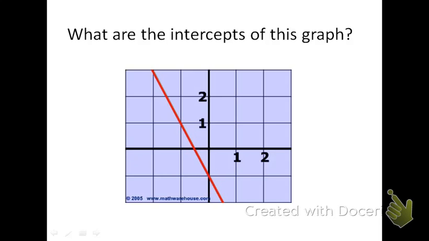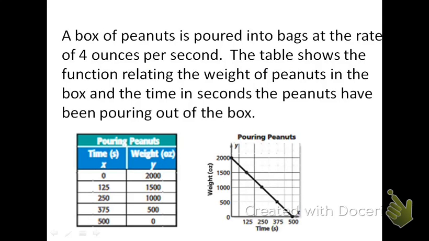Okay, let's look at this example. Up here we have a box of peanuts being poured into bags at a rate of 4 ounces per second. You're in a factory, bagging peanuts, pouring them in from a box. The weight of the peanuts in the box and the time in seconds that the peanuts have been pouring out of the box are the two variables. So x is the time and the weight is the y.